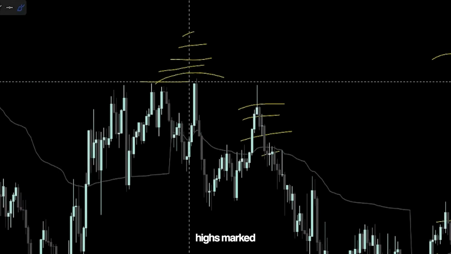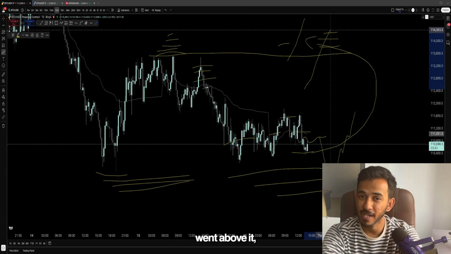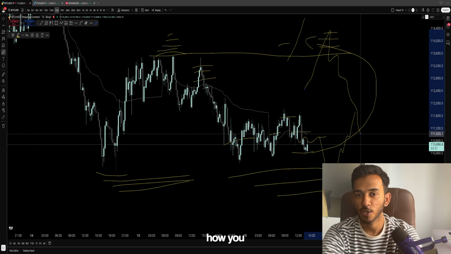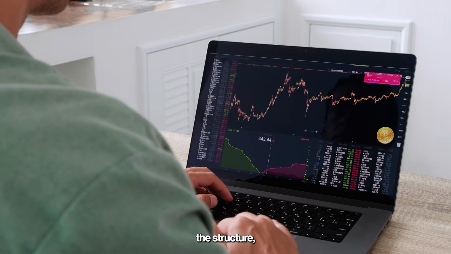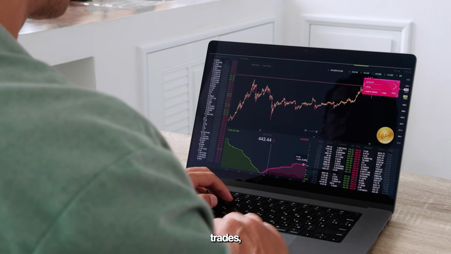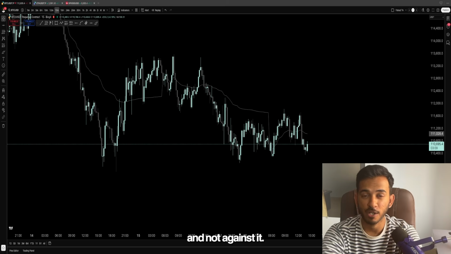I had these highs marked. There was a lot of stacked liquidity. Price just went above it, grabbed all of that liquidity, and then we just started to dump. So that is how you can understand where you might get trapped in a breakout or breakdown. Once you know the structure, your entry becomes obvious, and then you are not forcing trades, you are just catching the rhythm of the market, and you are going with the flow and not against it.